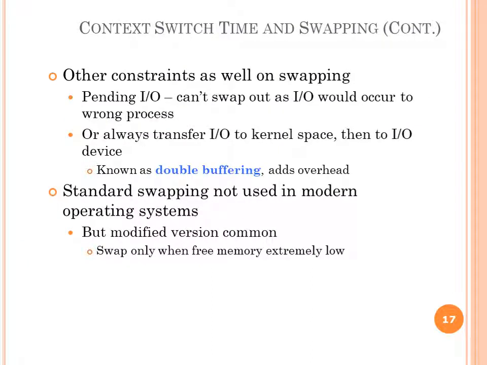Another problem associated with swapping is that when we want to swap a process, we must make sure that it is completely idle. So never swap a process with pending IO, or execute IO operations only into operating system buffers. Transfers between OS buffers and process memory then occur only when the process is swapped in. This is known as double buffering, which adds overhead to the CPU.